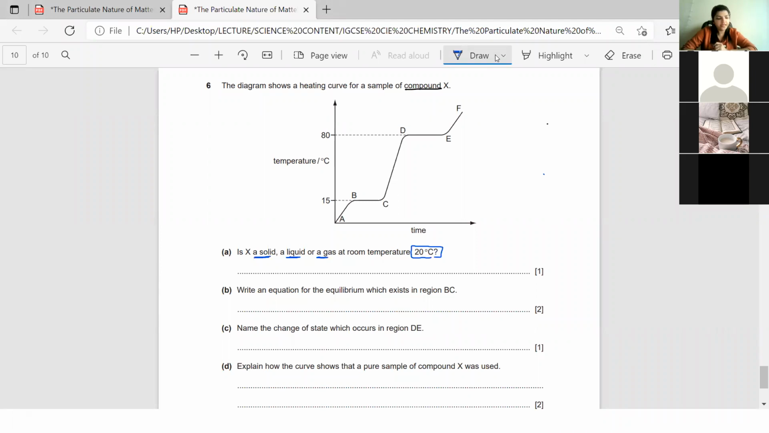Yes, what do you think compound X will be at 20 degrees Celsius?